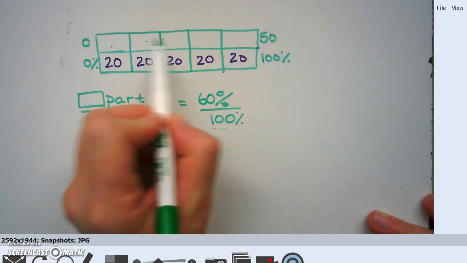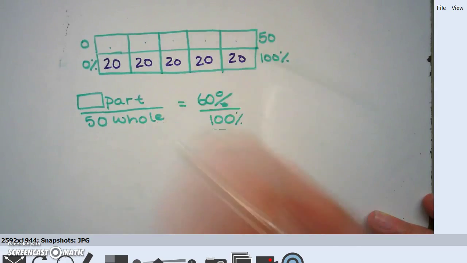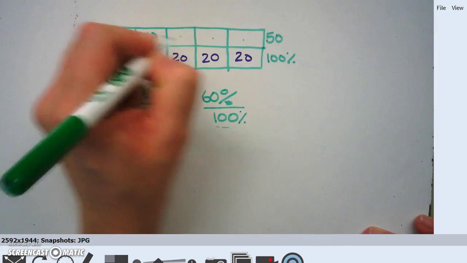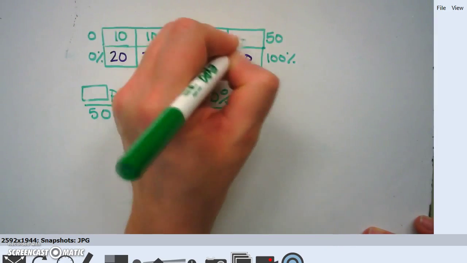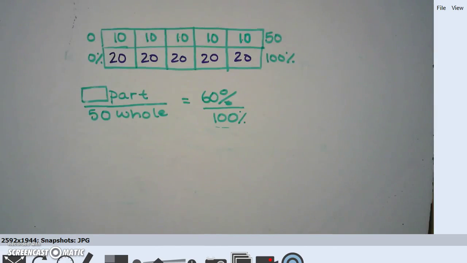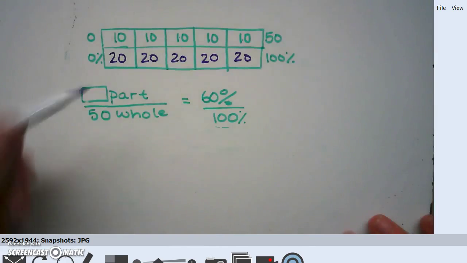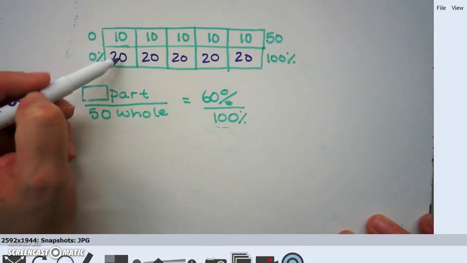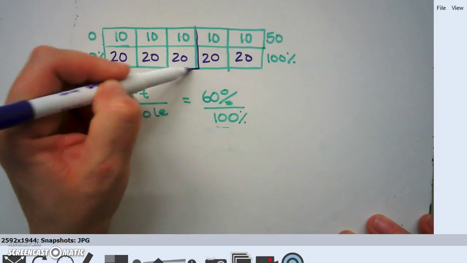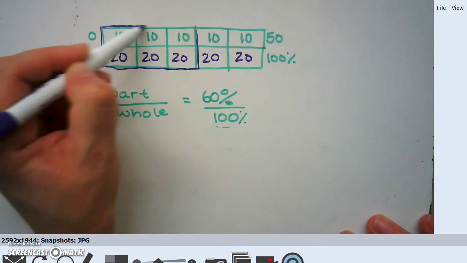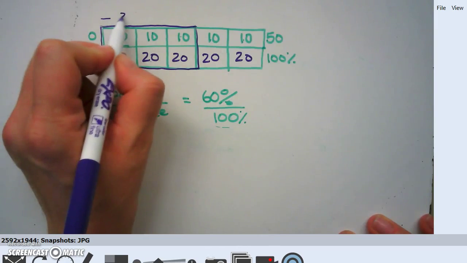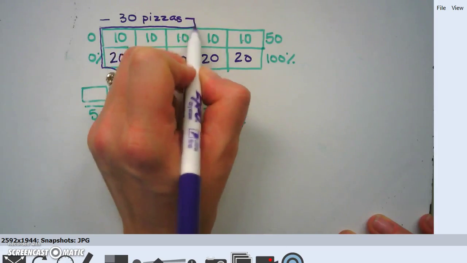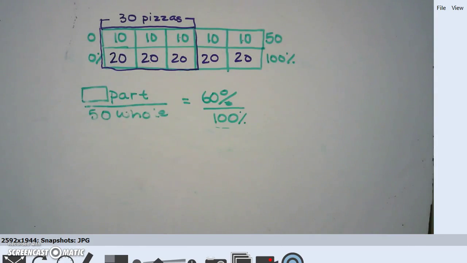If this piece plus this piece plus this piece plus this piece plus that piece is equal to 50, I know that each piece is equal to 10. If I add 10 to itself 5 times, I will get 50. Well, I know that 60% of these are going to be delivered. So 20, 40, 60. These pizzas right here are going to get delivered. And as you can see, that is 30 pizzas, because 10 plus 10 plus 10 is 30.